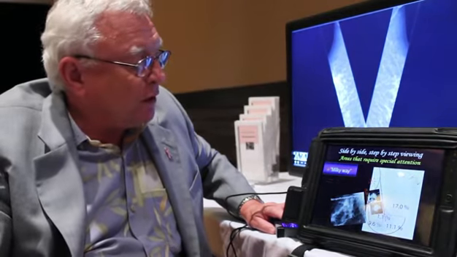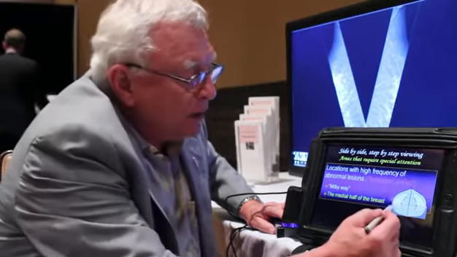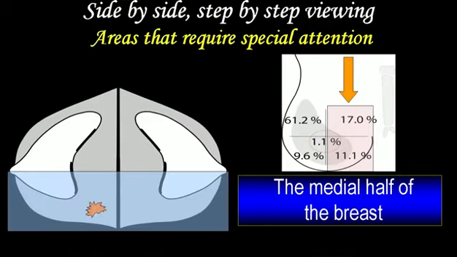There are 4 very important areas on the mammogram where the malignant lesion can develop. One of them we call the Milky Way. The other one is the medial half of the breast, where we are looking for non-specific asymmetric density or circular lesion or stellate lesion. About 30% of the breast cancers are localized there. That is the value of the craniocaudal projection.